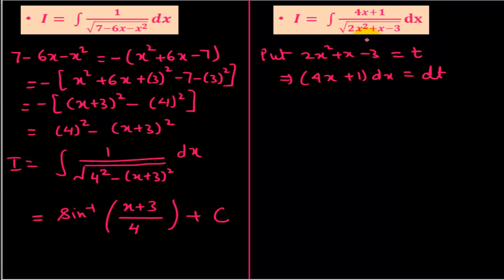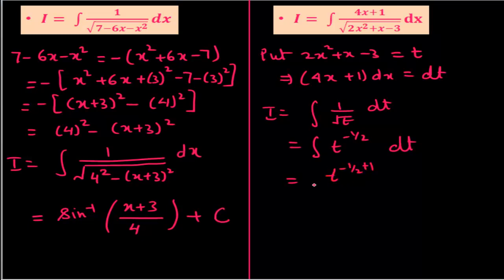polynomial. But every time this will not happen. The numerator may be derivative of this, it may not be. So for this one, 4x plus 1 into dx has come out to be the derivative of 2x square plus x minus 3. So let us do the substitution and integrate. So we are having 1 over square root of t dt. Now 1 over square root of t means you are integrating t with exponent minus 1 by 2. So integrate it. The integral of this will be t with exponent minus 1 by 2 plus 1 divided by minus 1 by 2 plus 1 and the constant of integration.